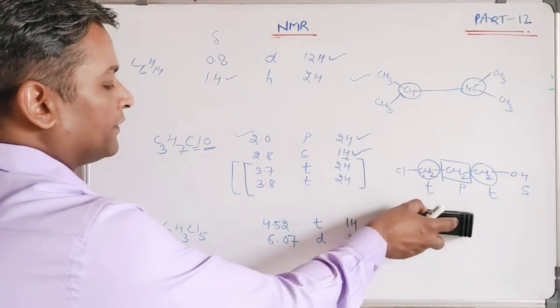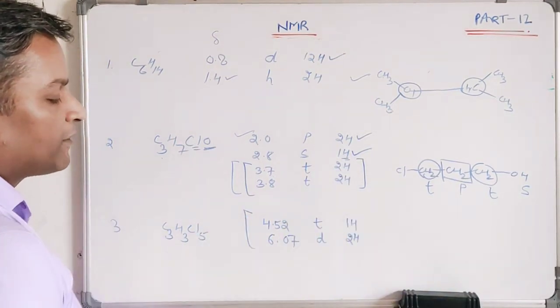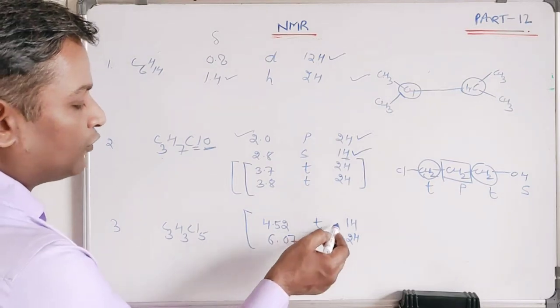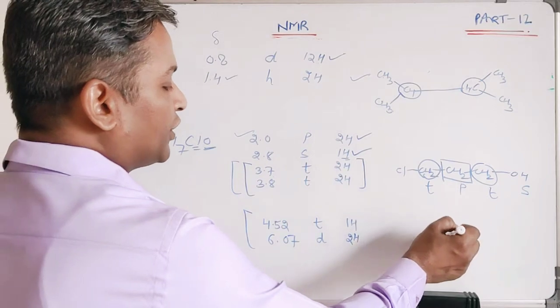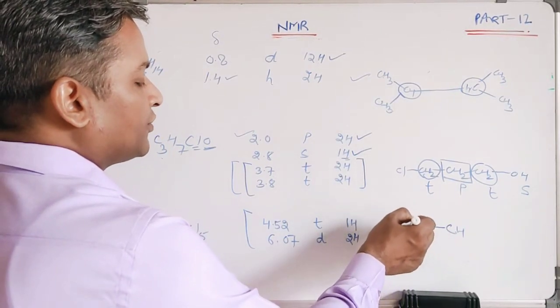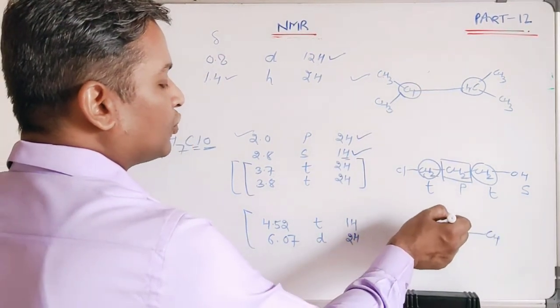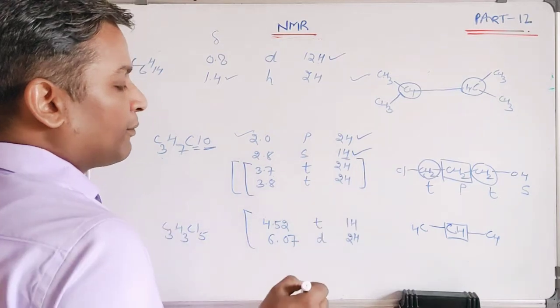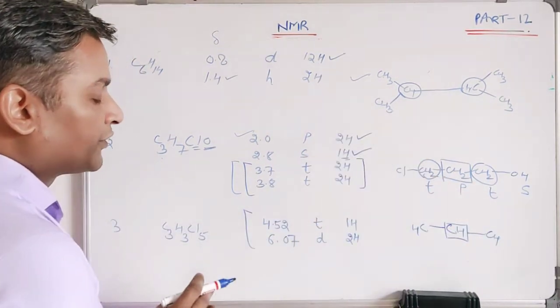Now, as the data indicate, there are only 2 types of environment. Triplet for 1 proton means there must be some CH in the compound, and it must be neighboring to CH and CH. Only then can this show us a triplet for 2 protons, triplet for 1 proton. A triplet for 1 proton can be observed only when we have this type of fragment.